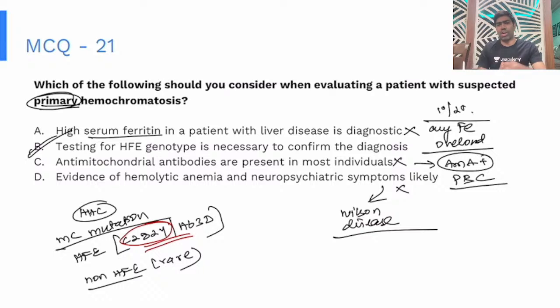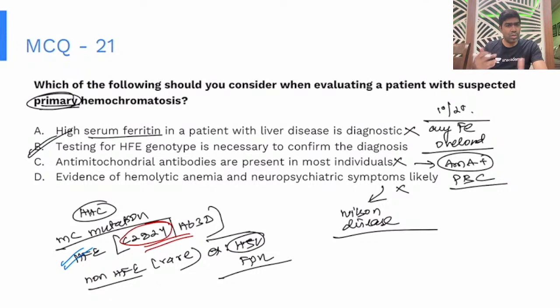The best examples for non-HFE gene mutations causing hereditary hemochromatosis are hemojuvelin mutations or ferroportin mutations. These can result in hereditary hemochromatosis as well, but they are exceedingly rare. Hemojuvelin mutations tend to produce juvenile forms of hemochromatosis. In case of HFE gene mutation, who's going to develop the disease early? Generally, males develop disease early. Females develop disease late.